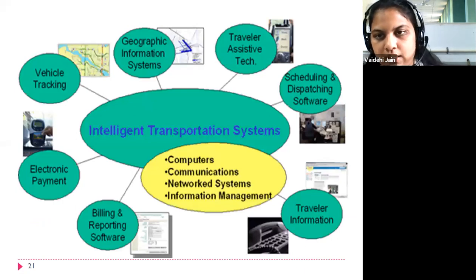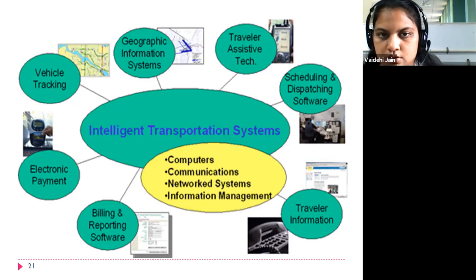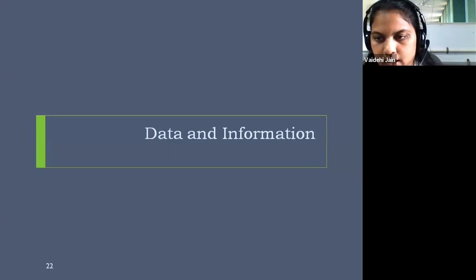This is again one picture showing the parts of an intelligent transport system that we have already discussed: the payment system, the communication system, network system, information management, scheduling, traveling information. All these are the components of an intelligent transport system. So start with the data and information.